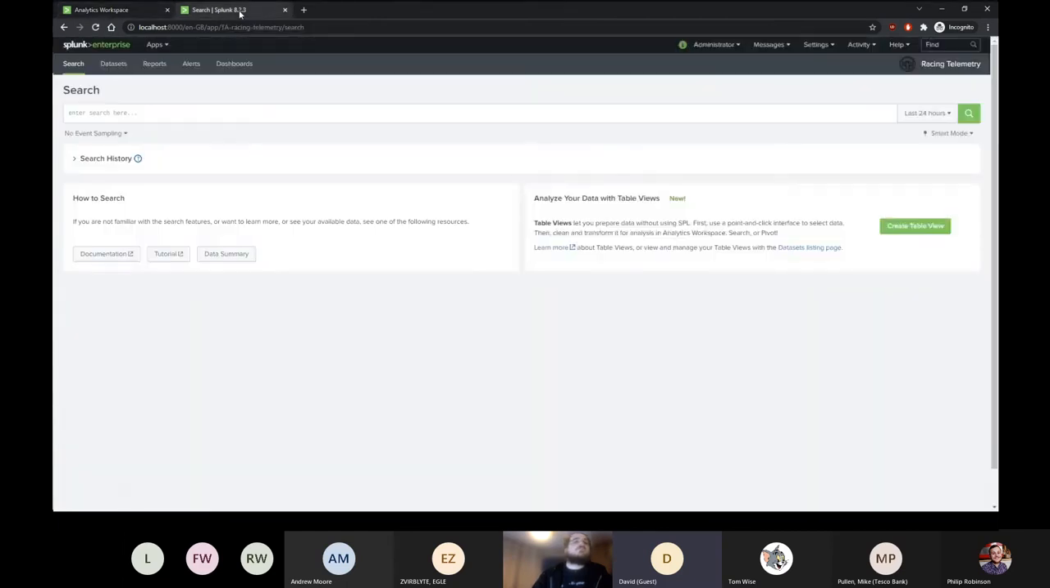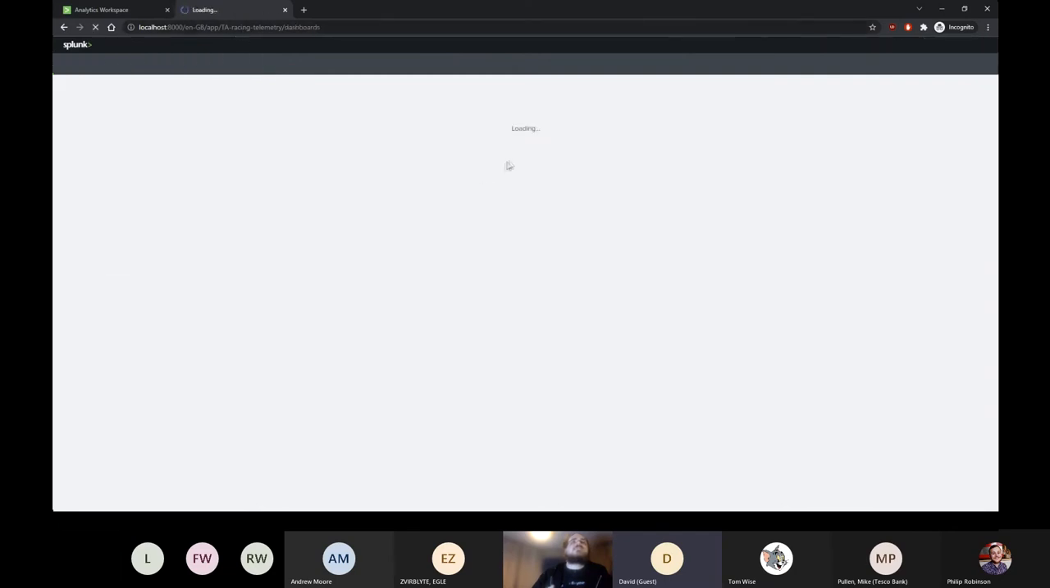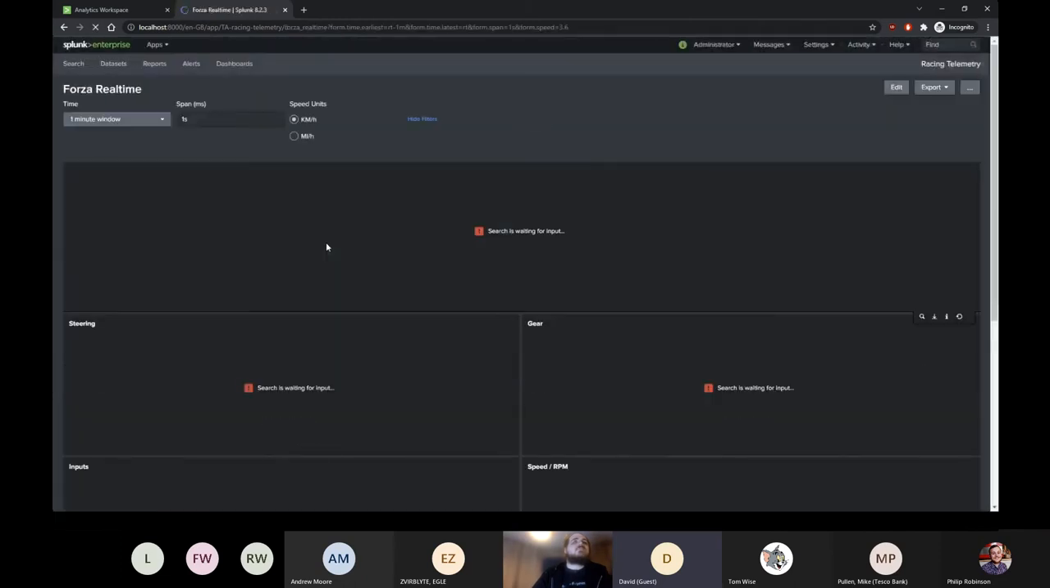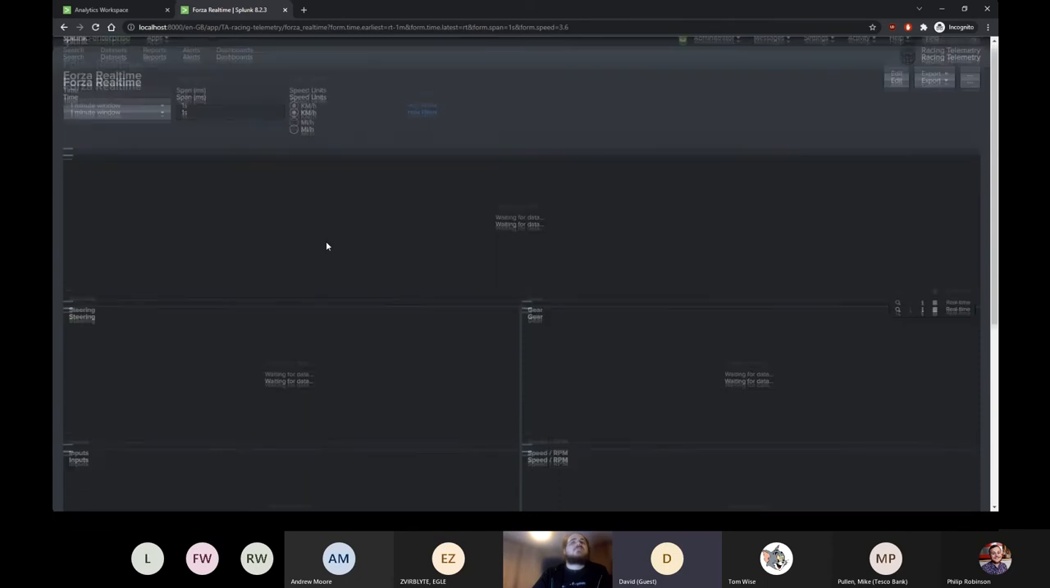But if we return to the TA Racing Telemetry app, we can look at the dashboards as have been shown off in the past with various bits of footage. So there are three dashboards. The one that you've seen with the game footage in the corner was Forza Real Time. This won't load any data up because there's nothing going in at the moment.